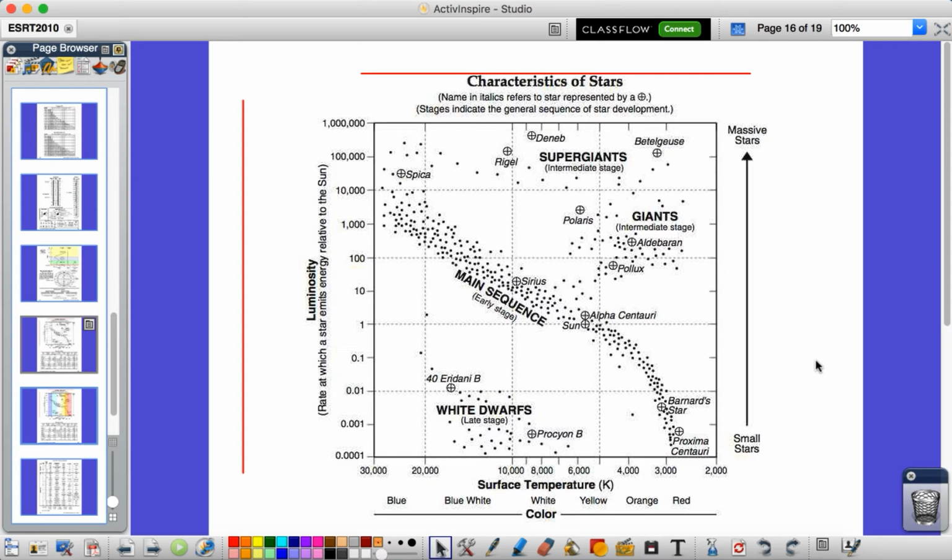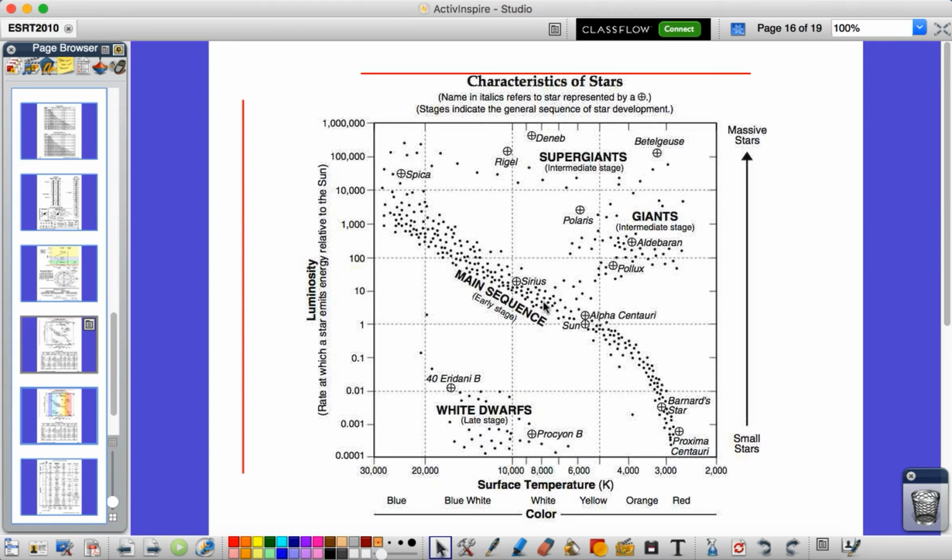Now, the next thing I have to remind you is something that some students have had difficulty with in the past. This is not a map of the night sky. It's not a map of our solar system or our galaxy. This does not show relative positions in space. This shows values of luminosity and temperature. So there's no movement going on here. There's simply changes in temperature, changes in luminosity. So please do not mix this up with any kind of a map, because it certainly is not.